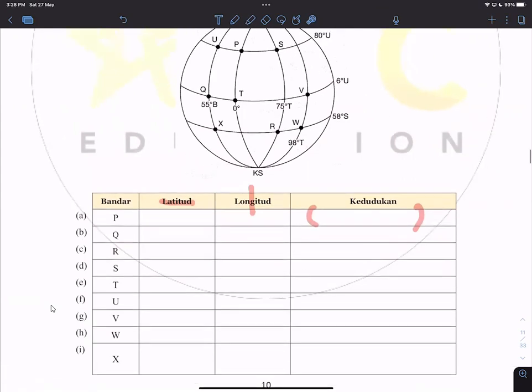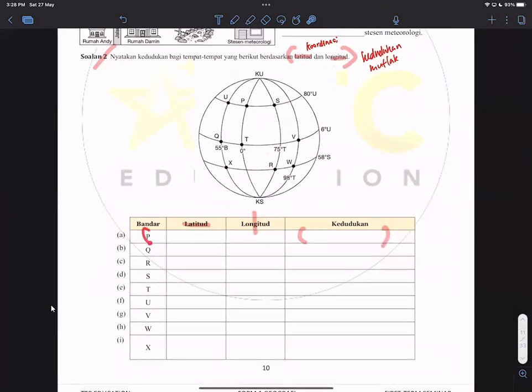So let's say I only do one. P is here. So latitude, longitude: latitude is 80 degree utara. The longitude for P is 0 degree, which means not timur, not barat, because this is garisan menegak. It is in between, at 0.